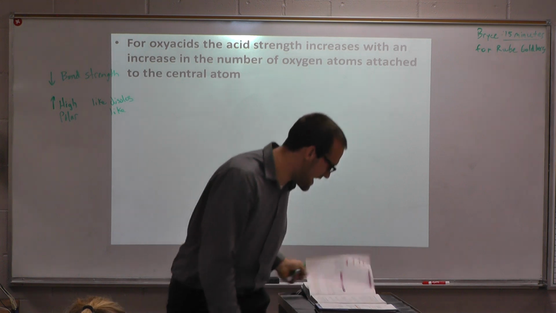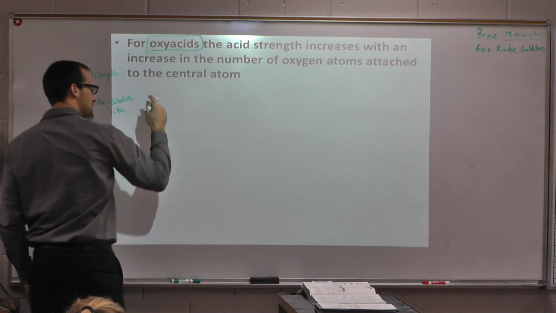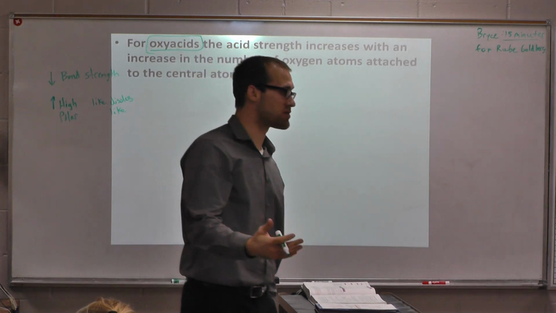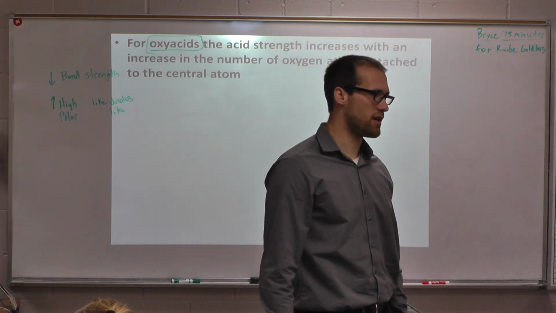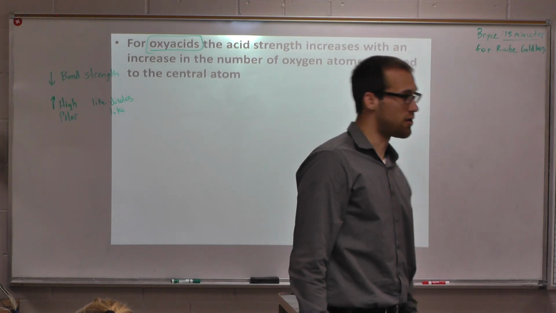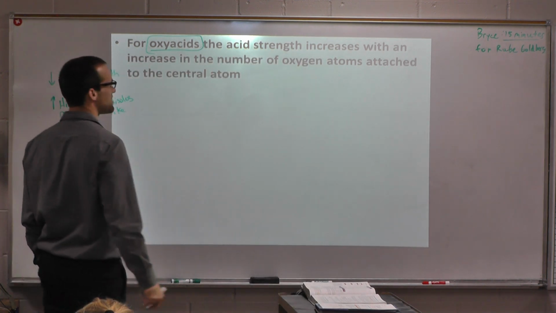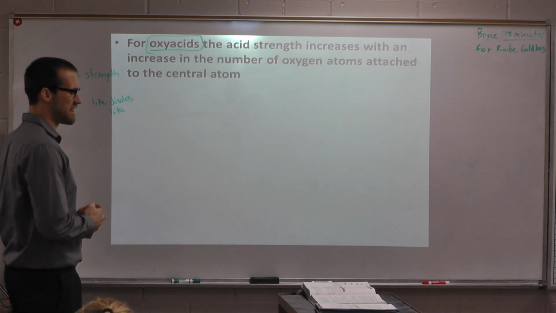Next, oxyacids. Do you remember what oxyacids are? Yeah, oxygen. Oxygen is involved in something that's acidic. Usually the result of oxyanions, which are a lot of times found in your polyatomic ions, or are your polyatomic ions. It says the acid strength increases with the increasing number of oxygens attached to the central atom.